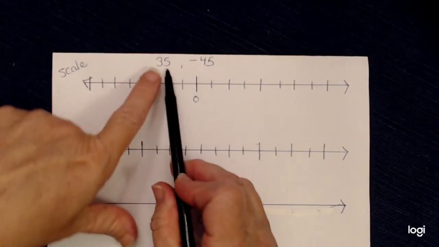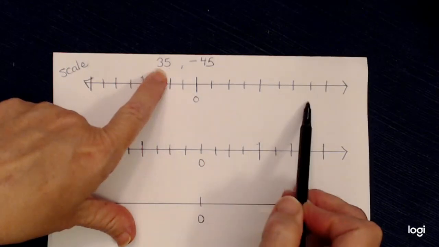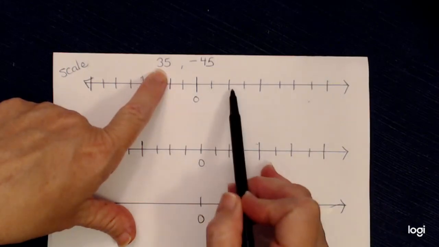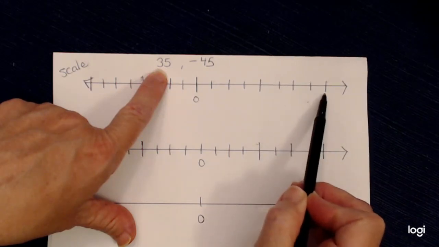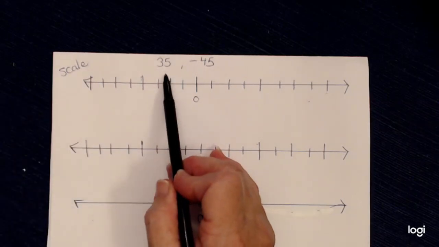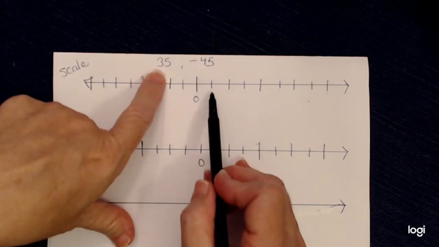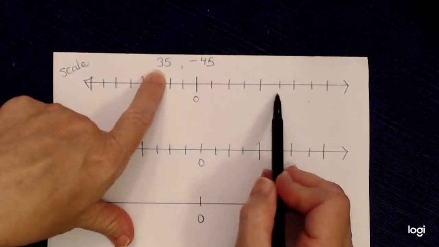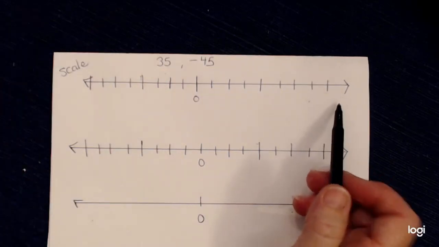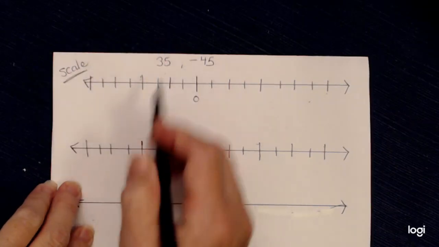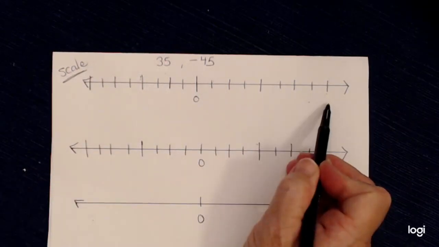Let's just check. So my positive number is going to go on the right side, positive 35. 1, 2, 3, 4, 5, 6, 7, 8. So I'm not going to be able to count by ones. What if I did twos? Let's see. 2, 4, 6, 8, 10, 12, 14. No, I can't count by twos either. Remember, a scale is what we're going to count by.